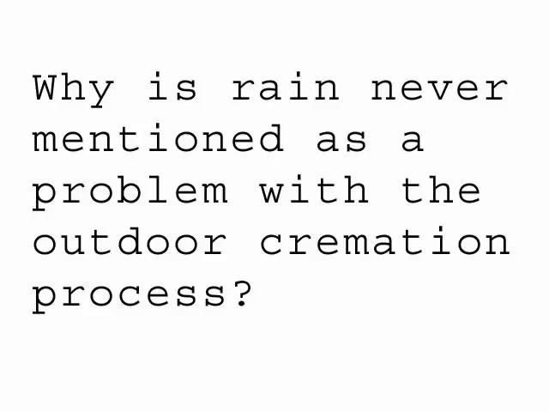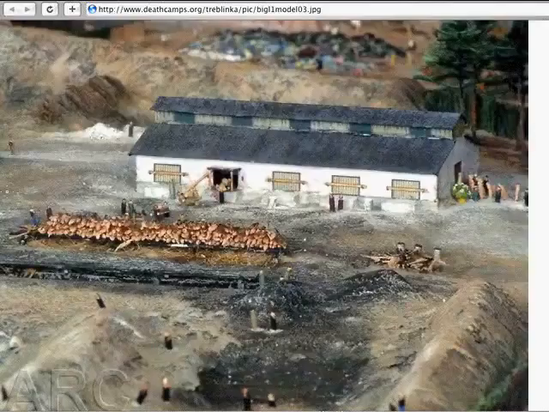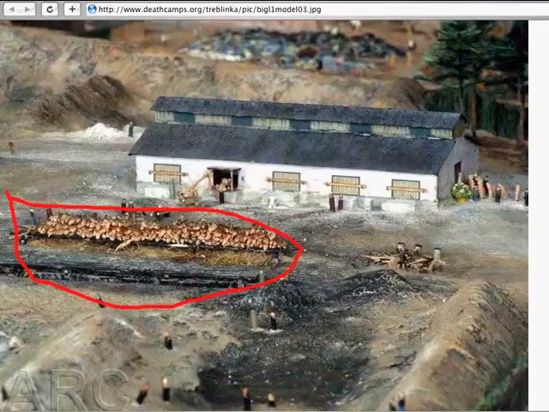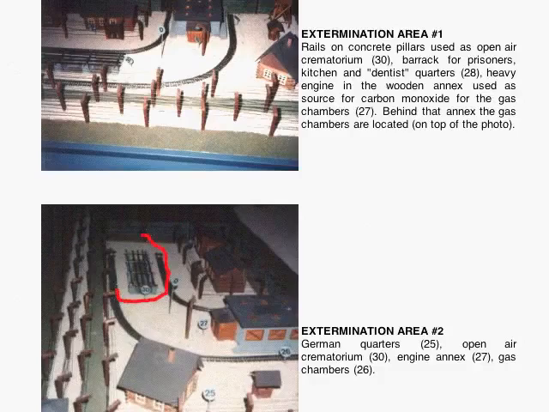Why is it that rain is never mentioned as a problem with the outdoor cremation process? We've seen models, maps, and testimony. There isn't even a piece of elevated corrugated metal high above the fires to protect them from the rain, as seen here with the Laponder model of Treblinka, or here with the Blatt model of Sobibor. The fire always sits out in the open, where rain would put it out.